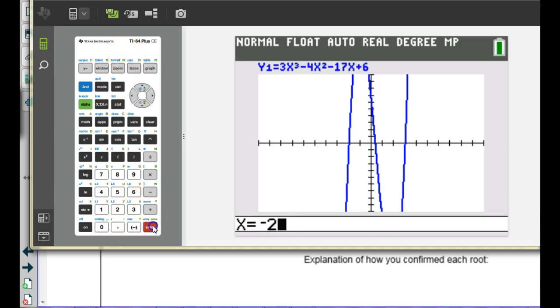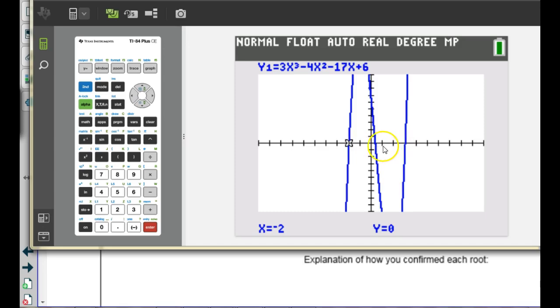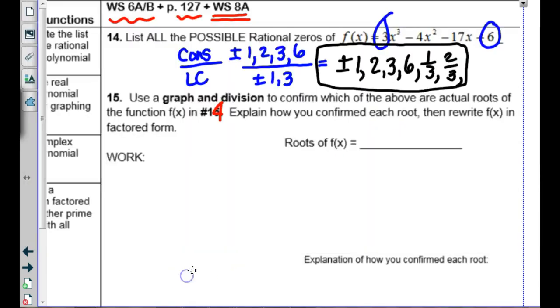Trace -2 looks good. And +3 looks good. We could probably figure out this one too, but it won't help us because it's not a nice one, and we want the factored form with real coefficients. So we found -2 so far. I'm going to put the -2 in the box. What else did we find? Was it +3? Okay, and then there's one more that's probably either 1/3 or 2/3, right? Because it was between 0 and 1. But we should see it at the end of this division.